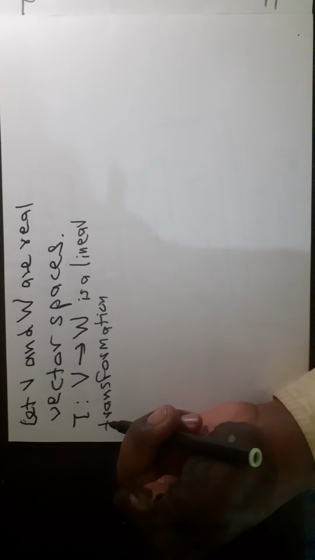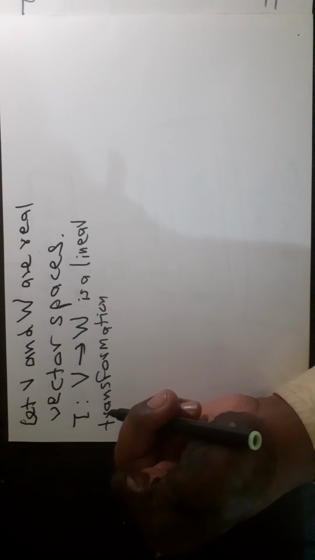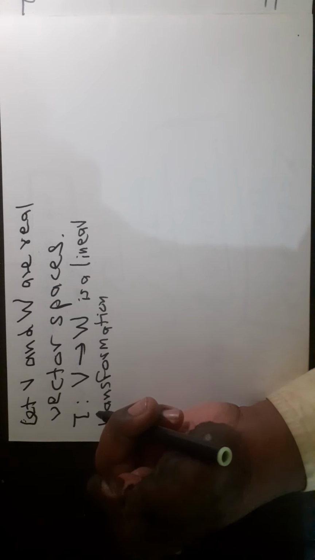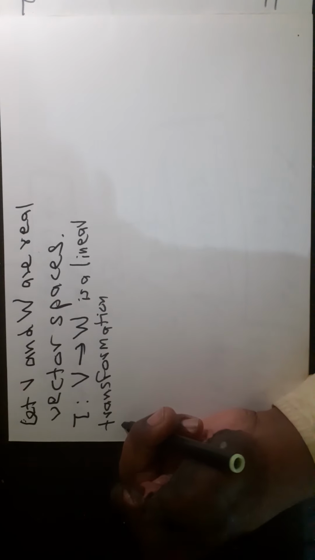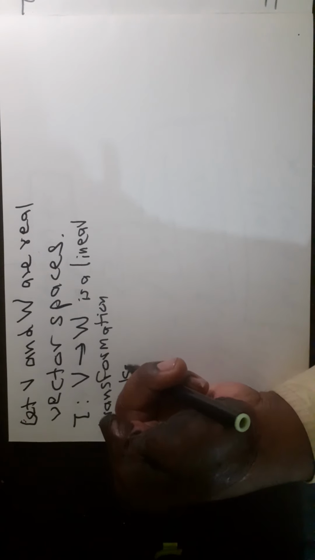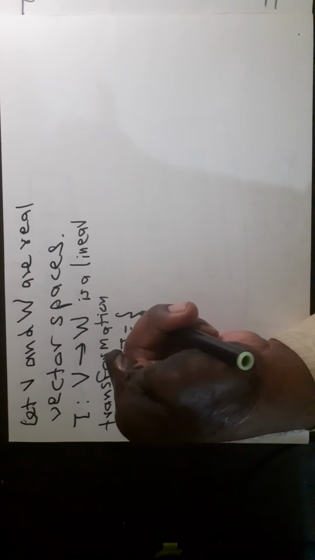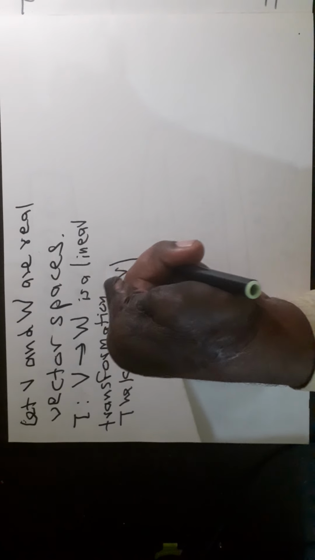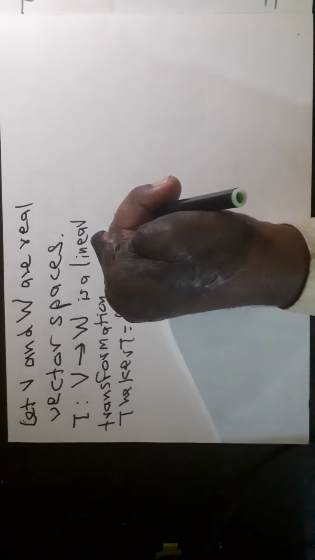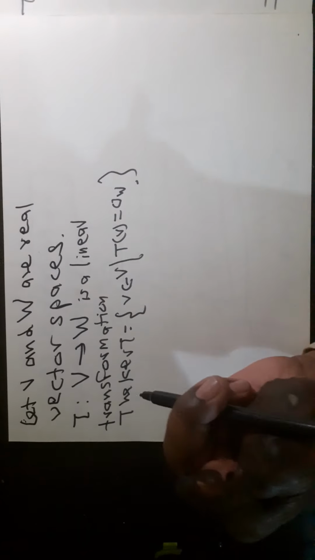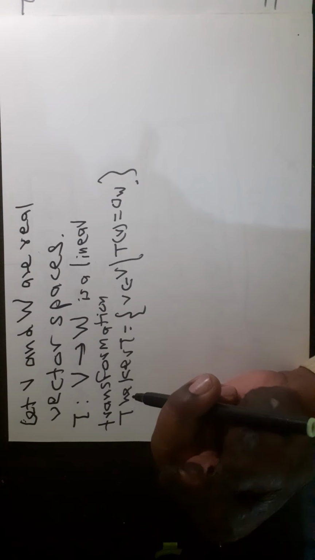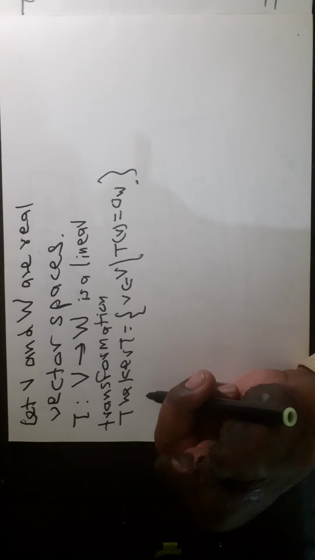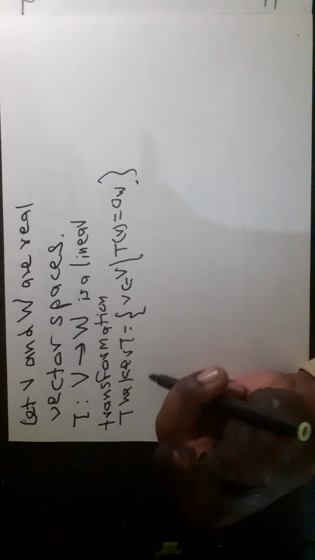Then we know what is the kernel of T. We have studied the kernel of T. The kernel of T is the set of V belonging to V such that T of V is equal to 0 element of W. This is the kernel of T. Now the kernel of T is a subspace of V, and the dimension of kernel of T is called the nullity of T.